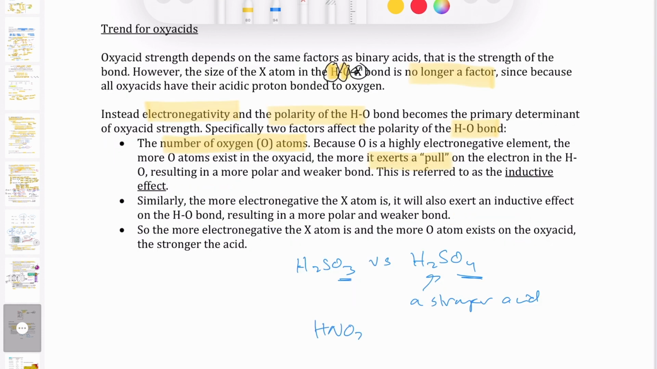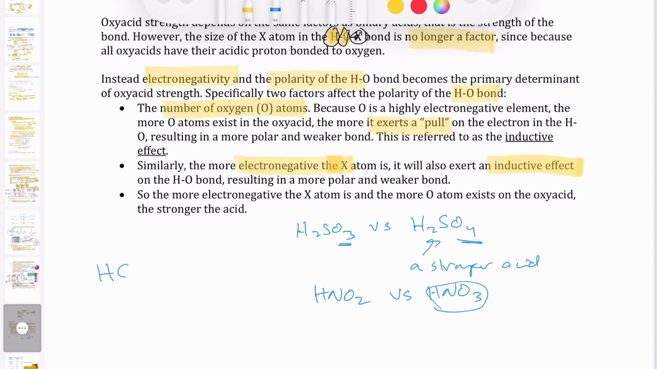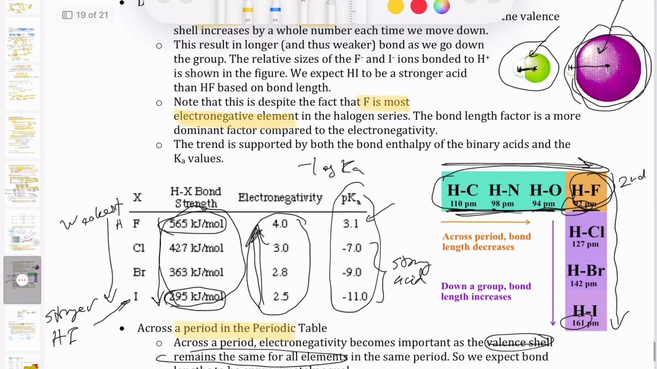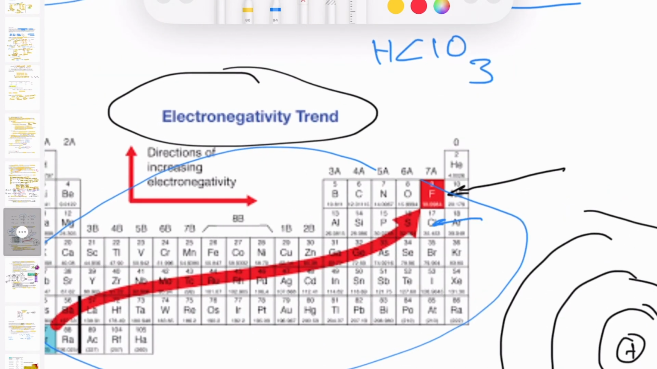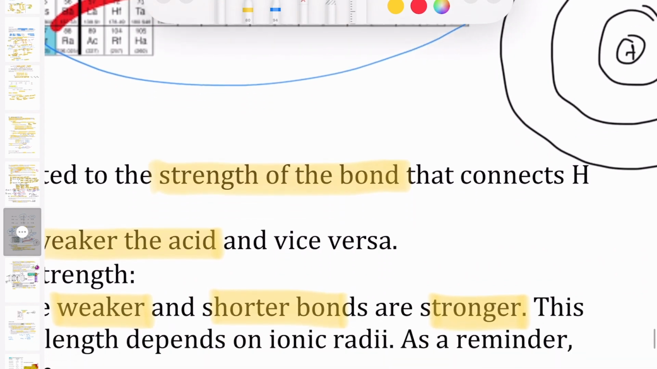Another example would be HNO2 versus HNO3. In this case, HNO3 is a stronger acid. The other factor that matters is the electronegativity of the X atom. If you have a more electronegative atom bonded to the oxygen, then that's going to also exert an inductive effect. It's going to pull the electron, and it's going to result in a stronger acid. So here we're talking about things like HClO3 versus HBrO3, for example. The trend of electronegativity is, again, this one right here, right? So Cl is going to be more electronegative compared to Br, so the HClO3 acid is going to be a stronger acid than HBrO3.